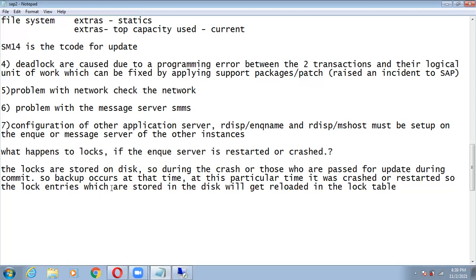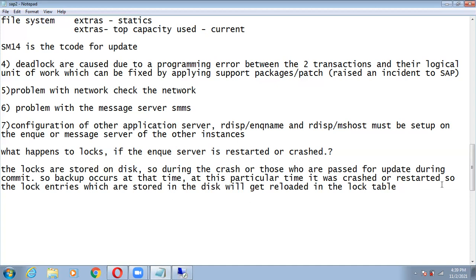So generally for each and everything backup will be there. The update work process will update from temporary table to permanent table. So that is used for the update. The backup will happen simultaneously. So sometimes if it is crashed or restarted, then it will get reloaded from disk to the log table. So nothing will happen. If suppose you have not performed a save point, then it will be very difficult.